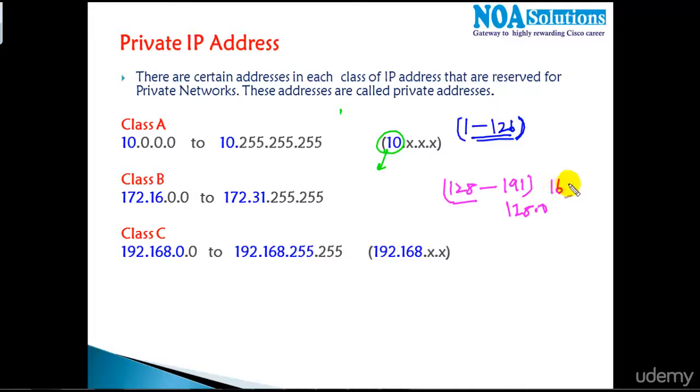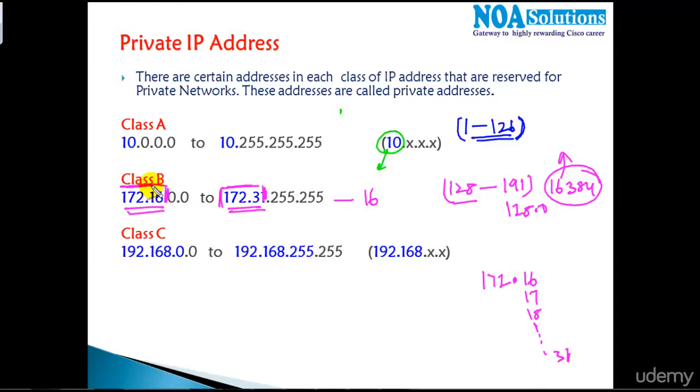If you take, there are around 16,384 networks, a very big number, and each and every network will have 65,000 addresses. But out of that, only 16 networks are private. So anything starting from 172.16 to 172.31, which means 172.16, 17, 18, 19 up to 31. So only these networks are private. You need to remember this range of addresses. When we design our networks, we probably prefer to use private IP addresses within our organizations.